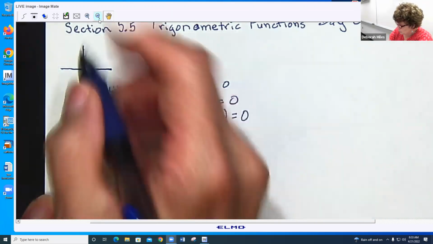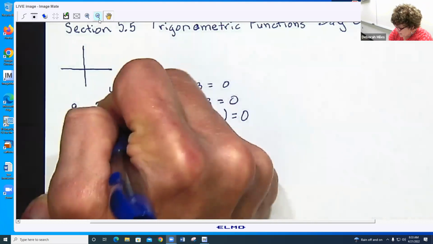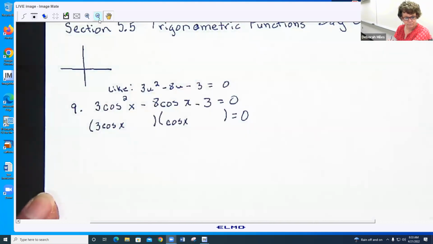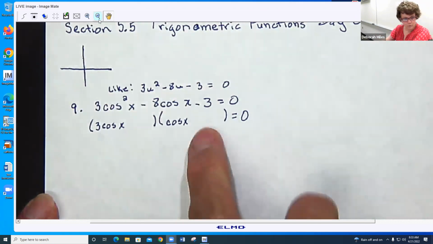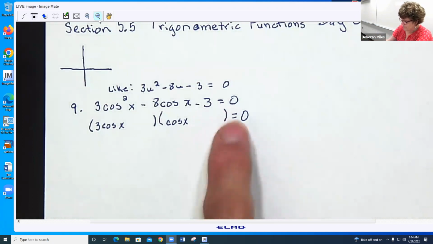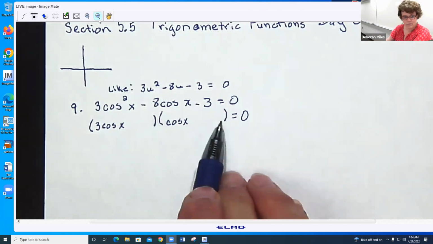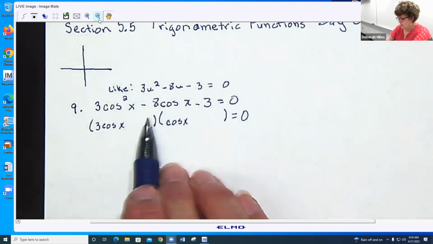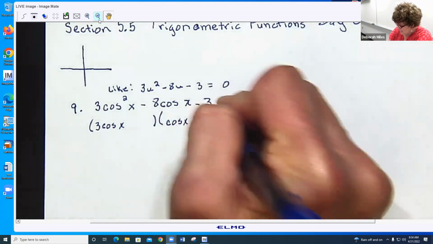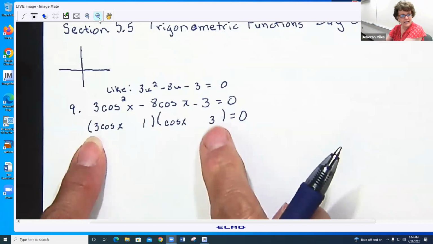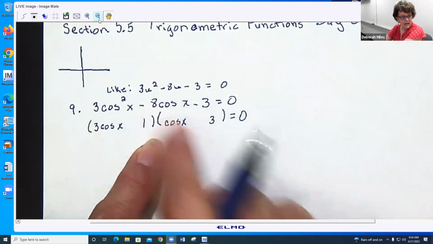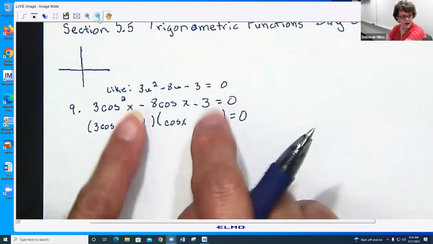3 cosine squared would have to be 3 cosine x times cosine x. And this other 3 only has 2 factors, 1 and 3. So I just need to figure out whether to put the 1 here and the 3 there, or the 3 here and the 1 there. And since I've gotten pretty good at folding in my head, I can tell that it would take a 9 and a 1 to get an 8. I always put in my numbers and then figure out the signs.